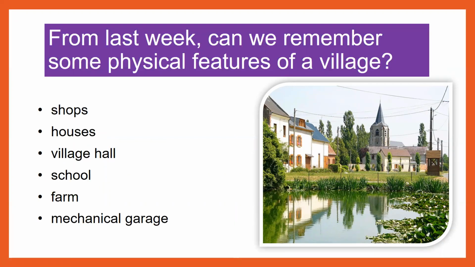Also, you'll have things like shops, houses, a village hall, and that's usually where events happen. A school, and it's usually a fairly small school, some sort of farm or farmland, and a mechanical garage, so a garage where they can fix their cars and get petrol.